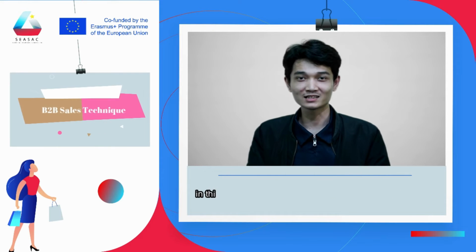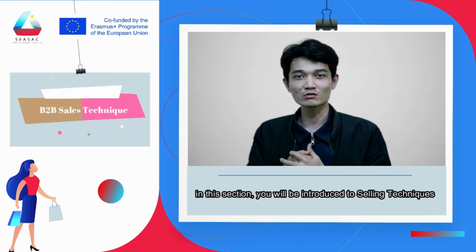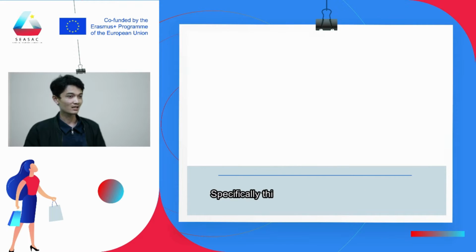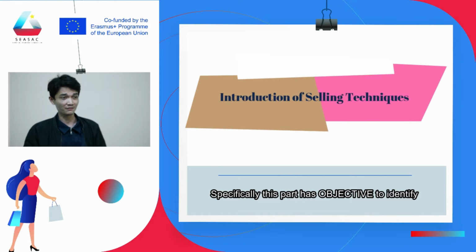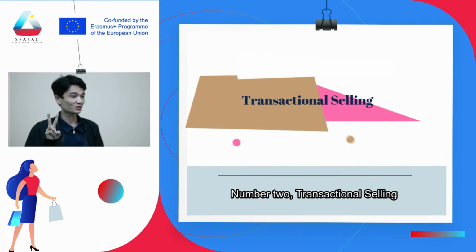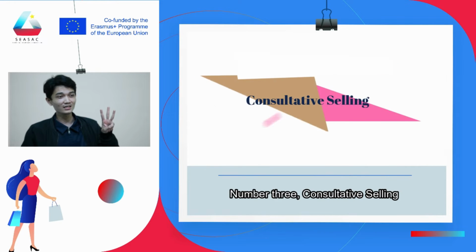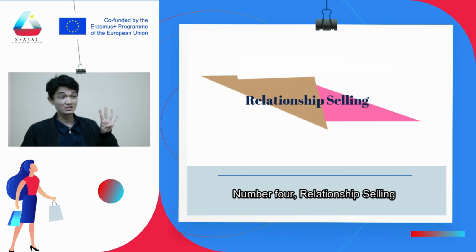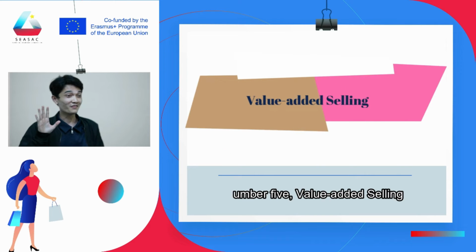Of B2B Sales Digital. In this section, you will be introduced to selling techniques. Specifically, this part has the objective to identify: number 1, introduction of selling techniques. Number 2, transactional selling. Number 3, consultative selling. Number 4, relationship selling. And number 5, value-added selling.